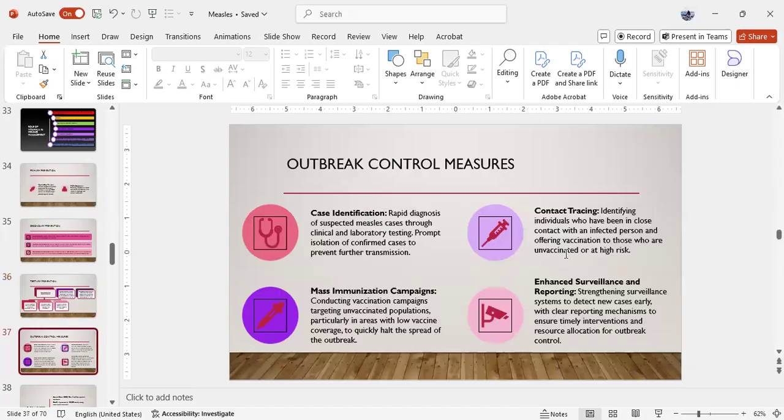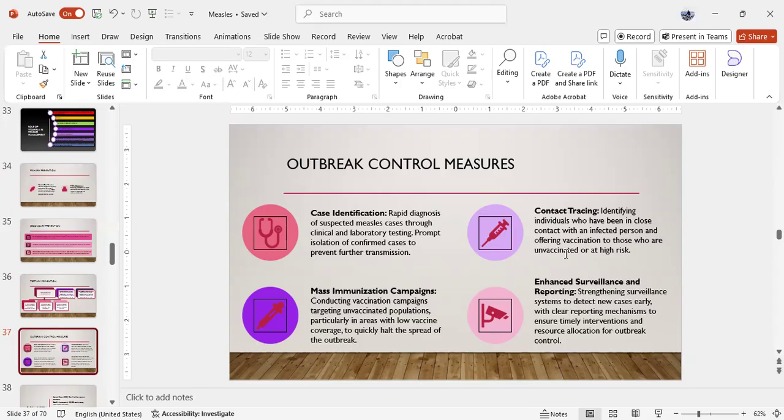Outbreak control measures involve case identification, rapid diagnosis of suspected measles cases through clinical and laboratory testing, prompt isolation of confirmed cases to prevent further transmission. Contact tracing, identifying individuals who have been in close contact with an infected person, and offering vaccination to those who are unvaccinated or at high risk.